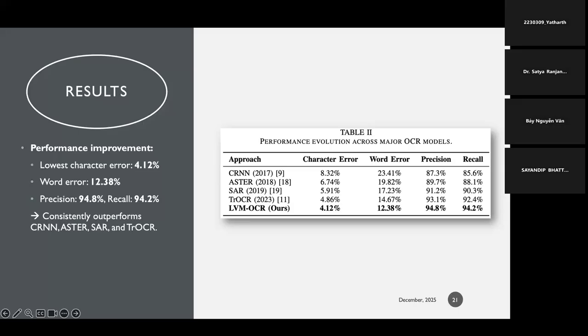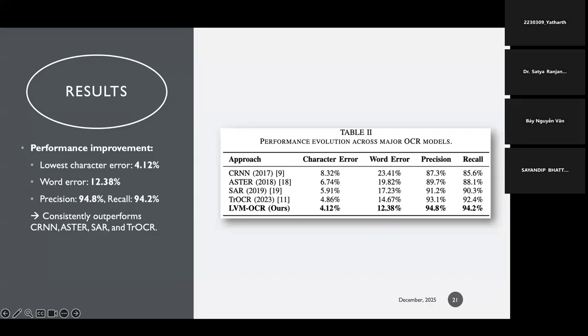You can see it's the word error, so the smaller is the better. The smaller is the better for the character error also. So let's go through that so we don't misunderstand it.